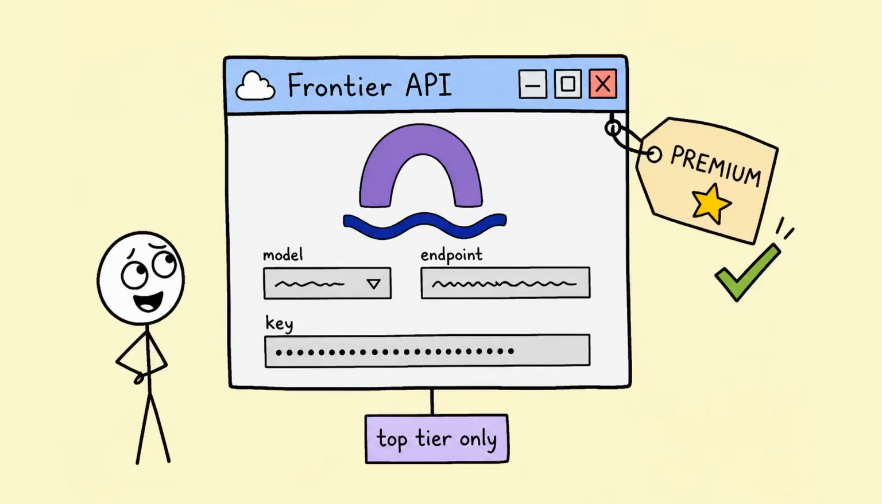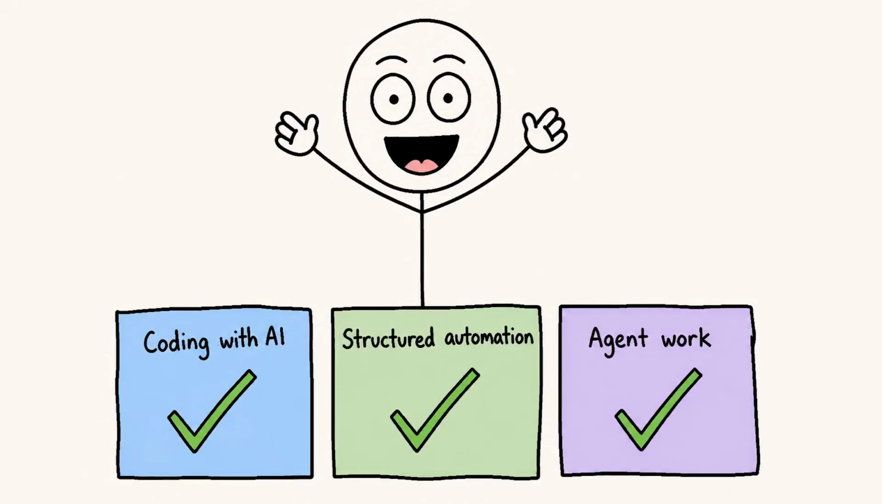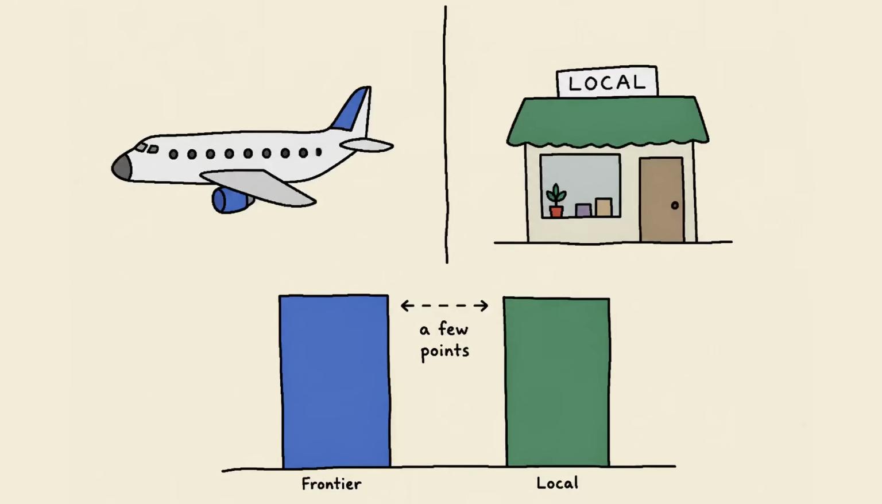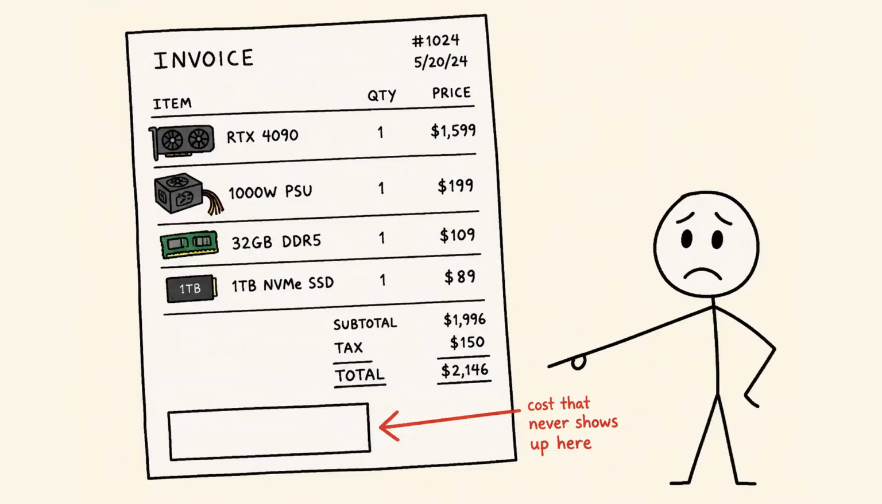But for coding with AI, for structured automation, for the bread and butter agent work most people are building, the quality excuse is gone. You're no longer trading away capability to go local. You're trading away a few points you probably won't even notice. So, if cost can favor local and quality no longer blocks it, why doesn't everyone self-host? Because there's a cost that never shows up on the GPU invoice.